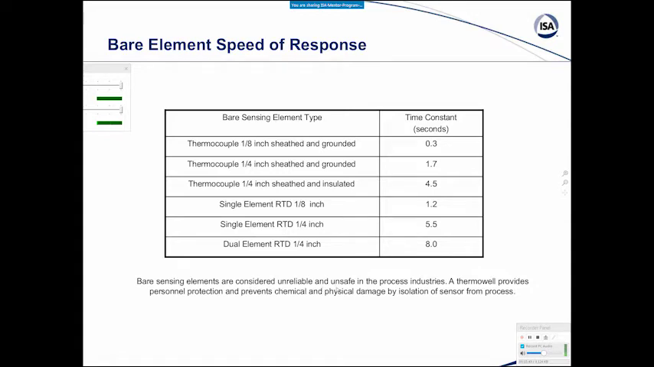But I have hardly ever used bare sensing elements, and for good reasons. They're considered unreliable and unsafe in the process industries. A thermal well provides personnel protection and prevents chemical and physical damage by isolating the sensor from the process. This is very important. So I think this whole thing of focusing on bare element response really is somewhat misleading. We ought to be looking at the response from the thermal well.